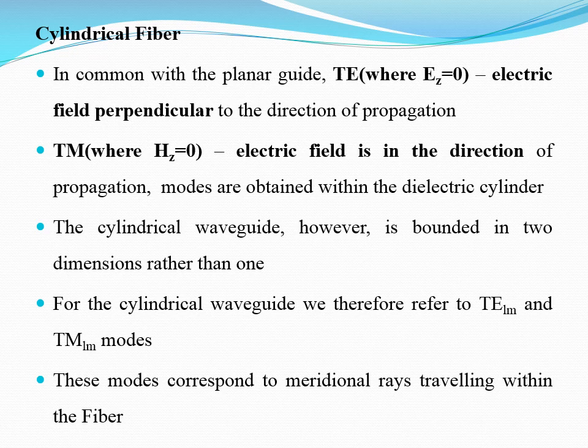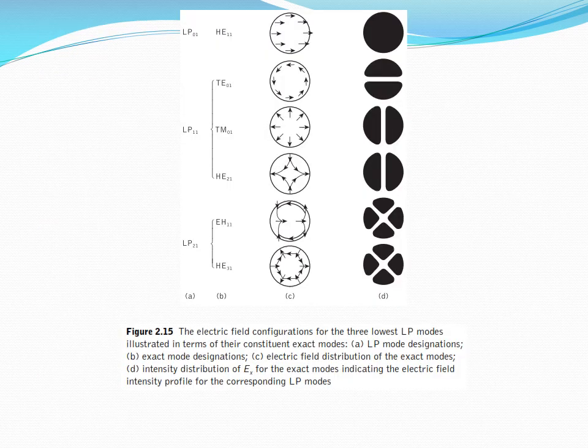And we refer to TE and TM modes. These modes always correspond to meridional rays traveling within the optical fiber. So this is how the propagation is considered in a fiber core. Here we have transverse electric, transverse magnetic, and here again for different paths in the optical fiber.